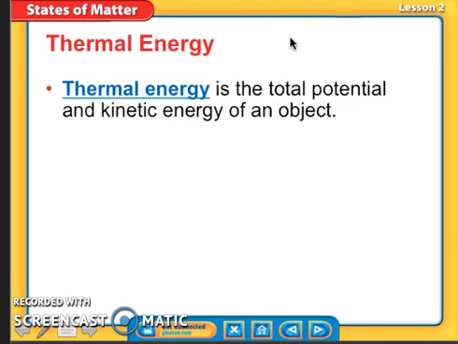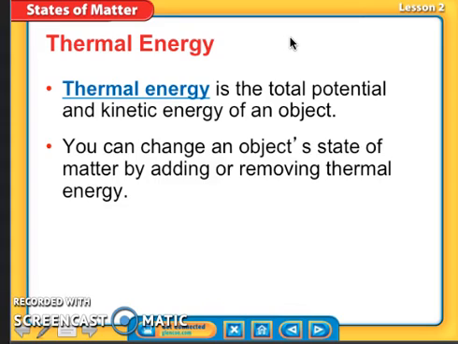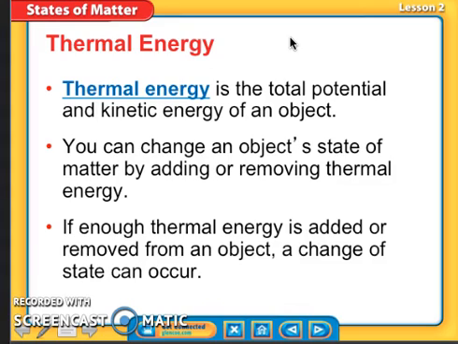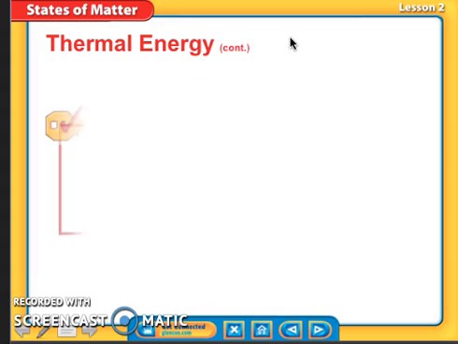Thermal energy: the sum of the kinetic energy and the potential energy of the particles that make up an object. This is on page 283, I believe. Now you can change an object's state of matter by adding or removing thermal energy. If I take away thermal energy, I slow down the particles. If I add thermal energy, I increase the speed of the particles. If enough thermal energy is added or removed, you can change its state, from a solid to a liquid to a gas and vice versa. And we're going to dive into that here.